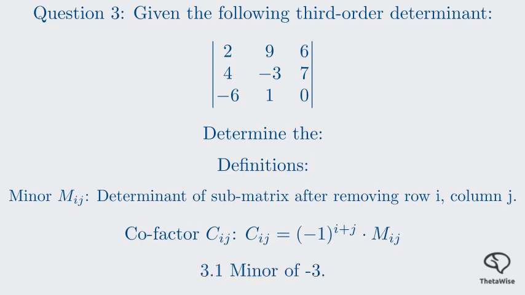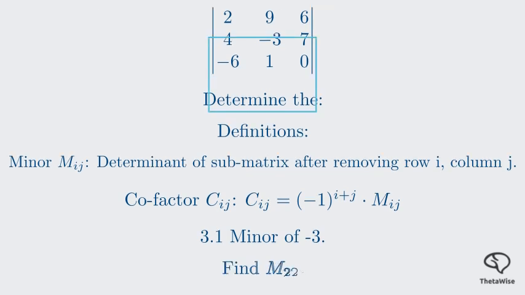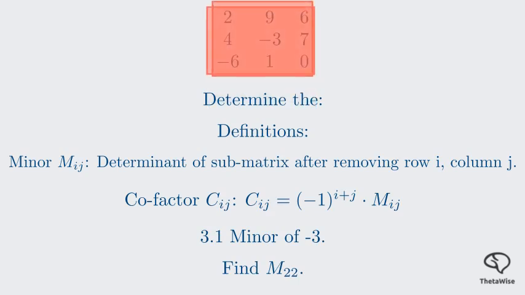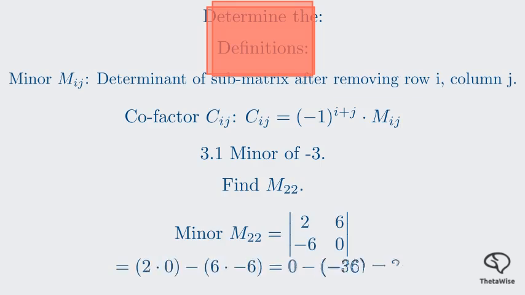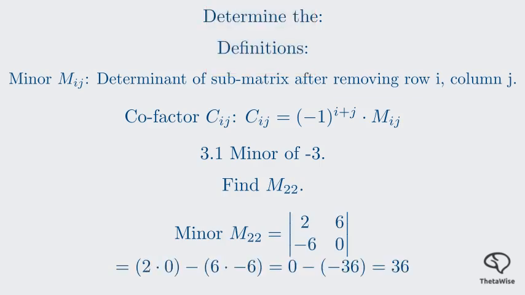For 3.1, we need to find the minor of the element 3. In our determinant, the element 3 is in row 2, column 2, so we need to find M sub 22. To find the minor, we eliminate the row and column containing 3. The remaining elements form a 2 by 2 determinant. That determinant is 2, 6, 6, 0. Its value is 2 times 0 minus 6 times 6, which is 0 minus 36, giving us negative 36. So, the minor of 3 is negative 36.